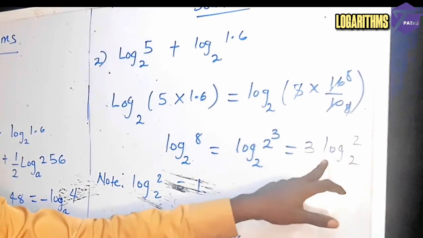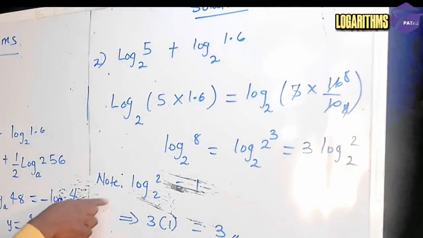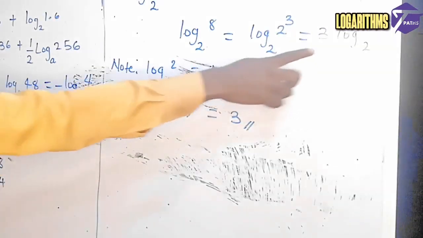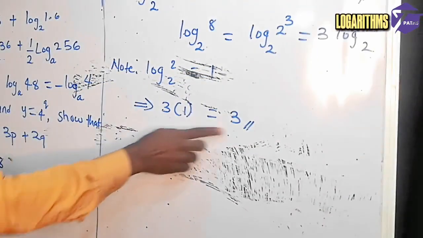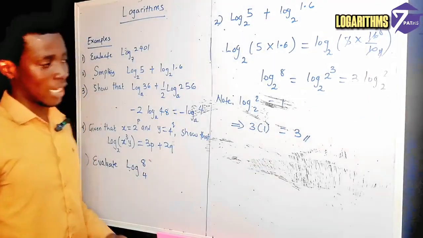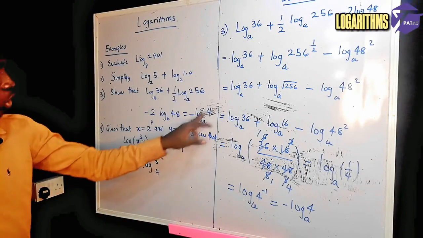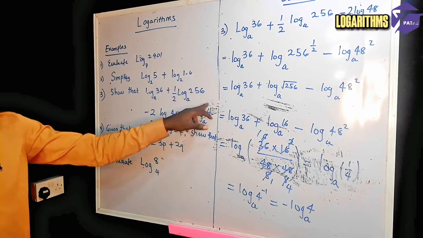I have 3 log 2 base 2, and you have to know that anything like this is equal to 1. So I can then write it as what? 3 times 1, which is what? 3. I believe you understand that.